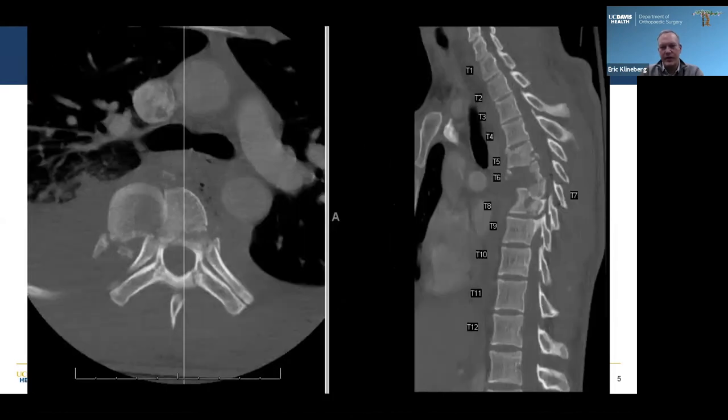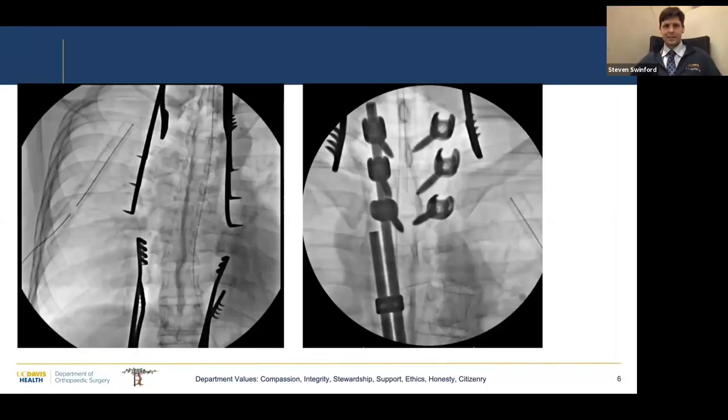The double sign is a good one, kind of memorized. So here's an example of what we did. We instrumented three levels above where the pedicles were still intact and two levels down below where they were intact. And we did this side to side with the domino, again, rod-to-rod distraction. So here's one of the bodies. Here's the other body. So you can see it's almost 100% displaced here.